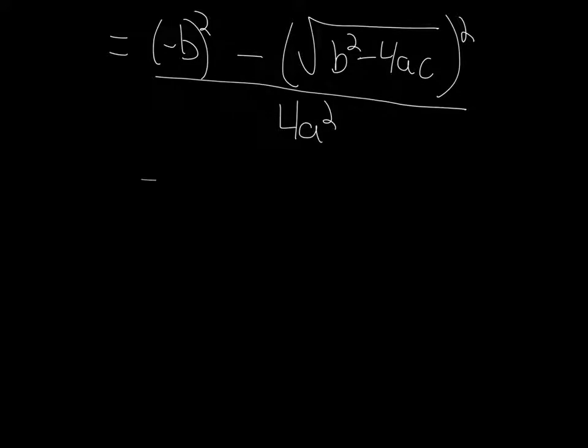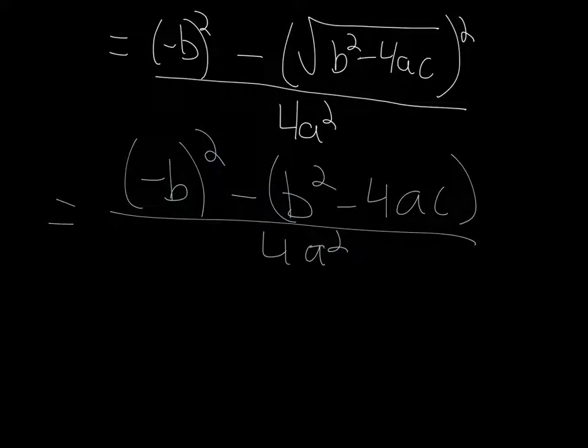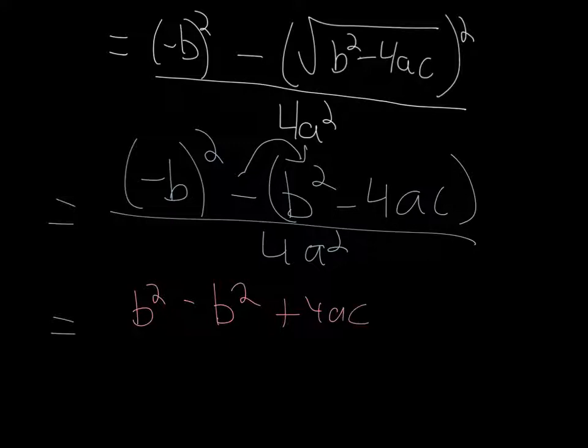So now I'm left with negative b to the second power minus b squared minus 4ac divided by 4a squared. Now if I continue to solve this problem, I have a negative next to a set of parentheses. Negative b squared is b squared, and when I distribute that negative to all pieces, I have negative b squared plus 4ac all over 4a squared.